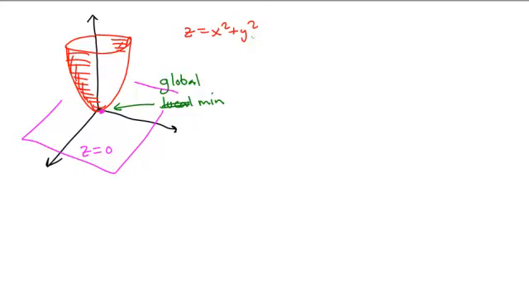However, this function has no global maxima because the parabola just goes up and up and up. So there's no highest output value. We can always get a higher and higher z value by drawing a larger and larger version of this paraboloid.